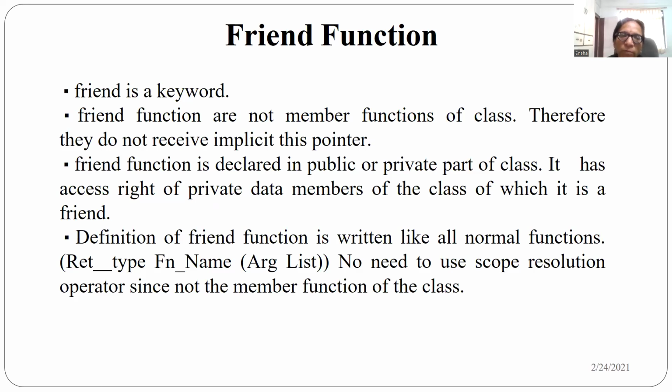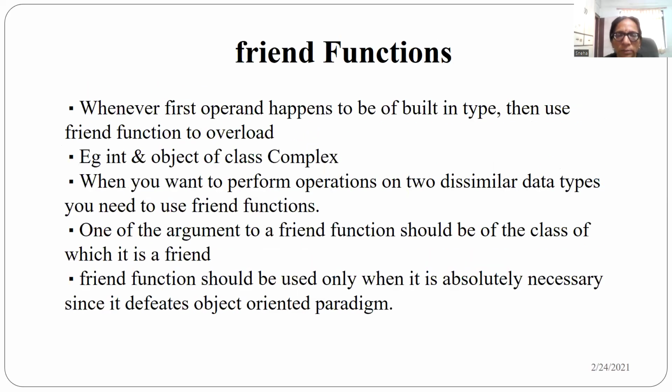Friend is the keyword. Friend functions are not member functions of the class. They do not receive any implicit this pointer. A friend function is declared in the public or private part of the class. It has access rights to the private data members of the class of which it is a friend. The definition of the friend function is written like all normal functions. No need to use the scope resolution operator since it is not a member function of the class.